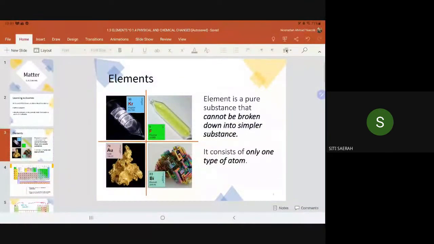So we know that fluorine, kita contohnya fluorine. Fluorine warna hijau. So it's almost like yellowish green. Okay, so fluorine gas is made out of fluorine.